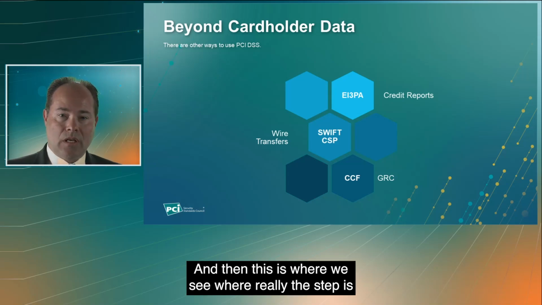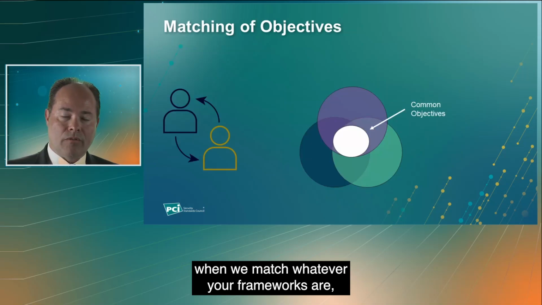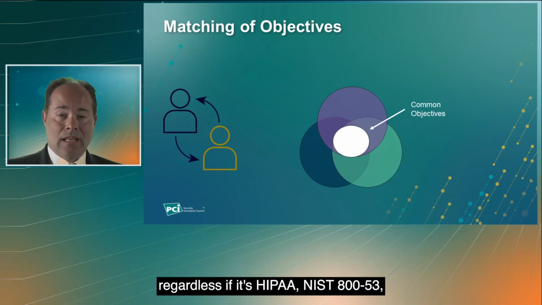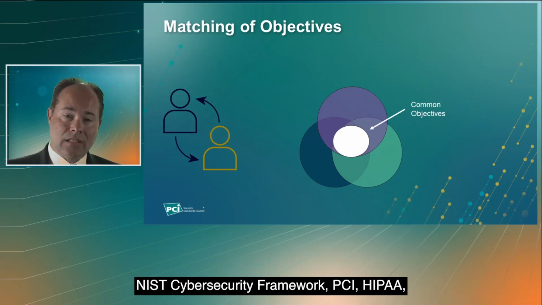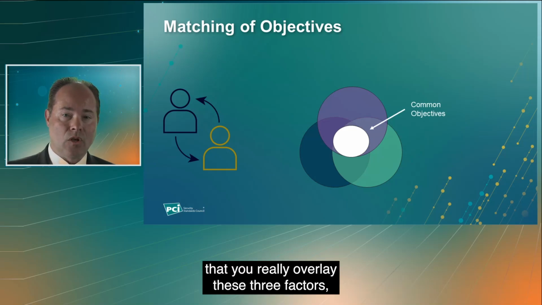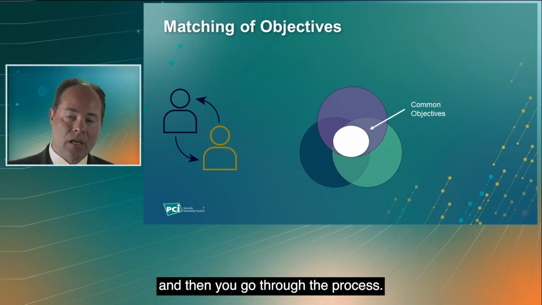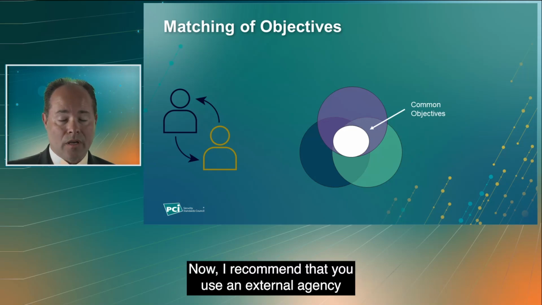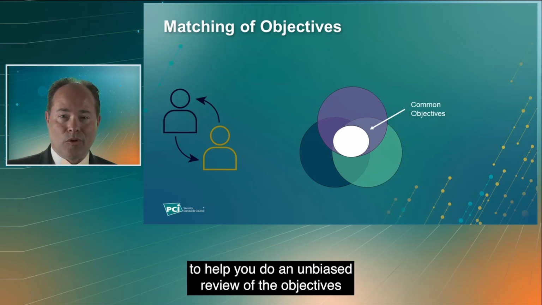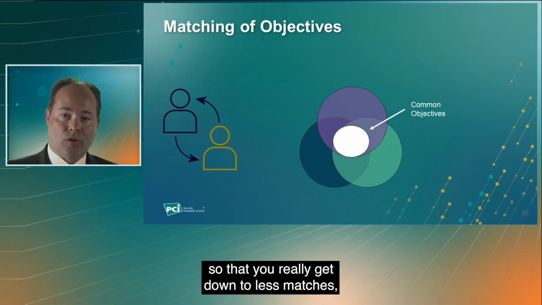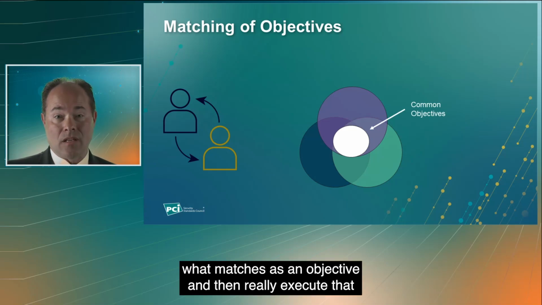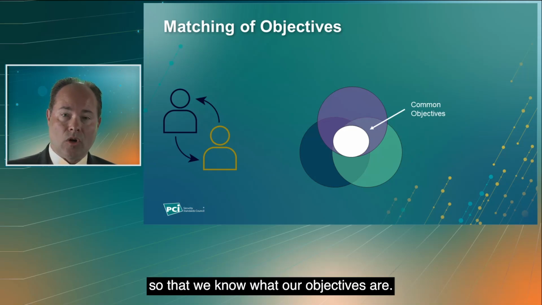And this is where we see the step when we match whatever your frameworks are, regardless of whether it's HIPAA, NIST 800-53, the NIST Cybersecurity Framework, or PCI, that you really overlay these 3 factors and then go through the process. Now, I recommend that you use an external agency to help you do an unbiased review of the objectives so that you really get down to what matches as an objective, and then really execute that so that we know what our objectives are.